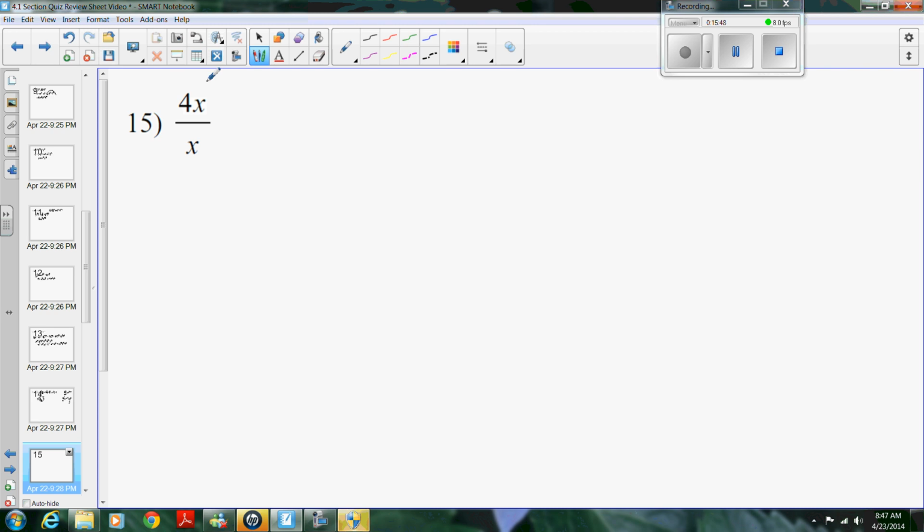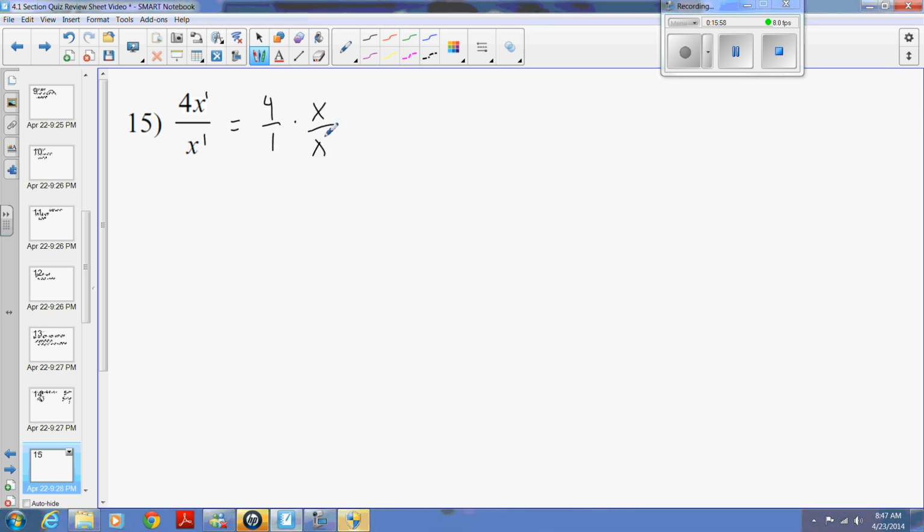Okay, same thing going on here. This is 1 minus 1, right? So this is just simply 4 over 1, times x over x. X over x ends up being 1 as well, because anything divided by itself is 1, but also because of the 0 power property. My final answer here is 4.